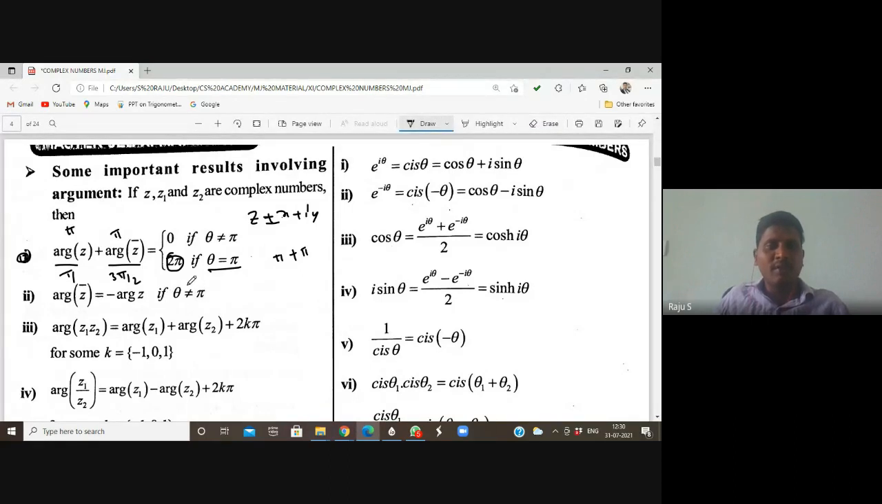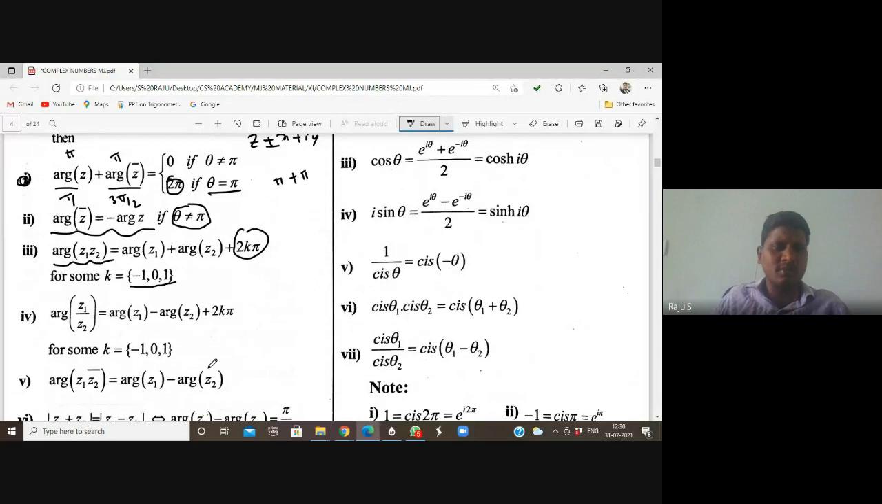Yes or no? When theta should not equal pi, in that case, this is satisfied. Just now I have written the property 2k pi. So k, for some k. Why do they give only two values? It will repeat after this, lesser than minus 1 and greater than 1. So you just have to remember k will take only minus 1, 0, 1.